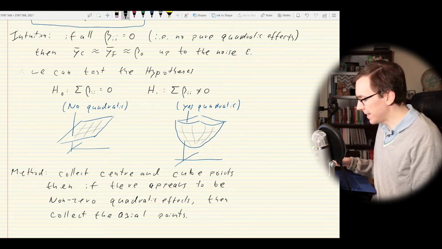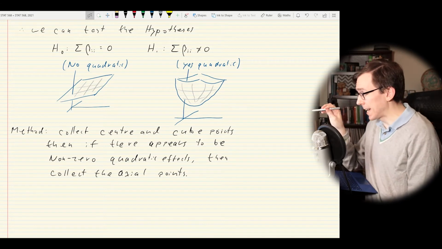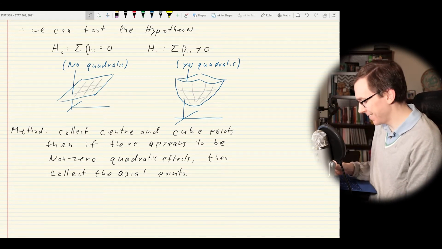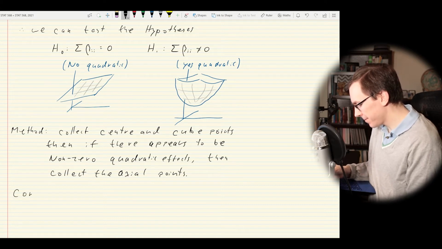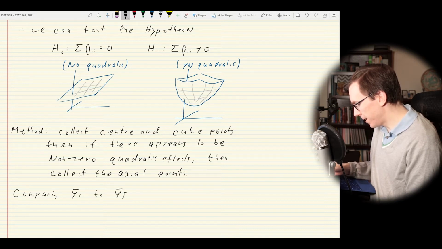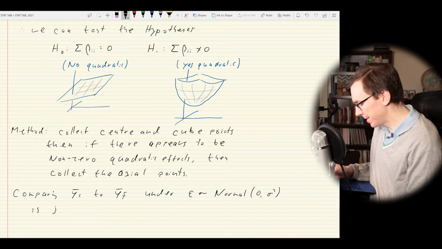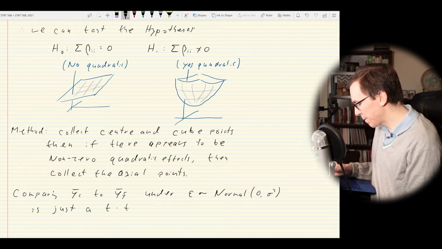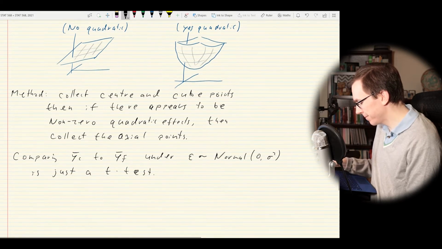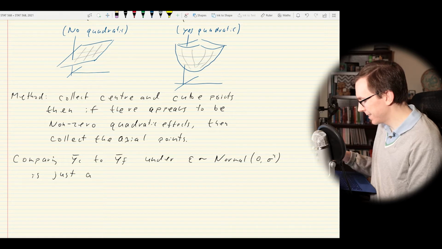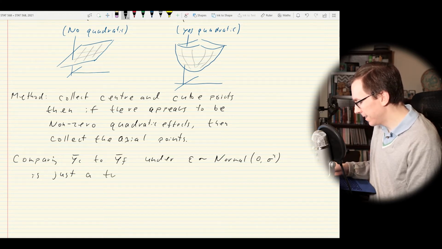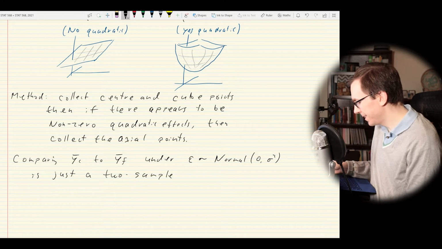So I didn't actually write down the test statistic for this hypothesis test, but if we want to run it, we can basically just do a t-test, comparing y bar c to y bar f, under epsilon being normal with mean 0 and variance sigma squared. It is just a two-sample t-test. There is more than one t-test out there.